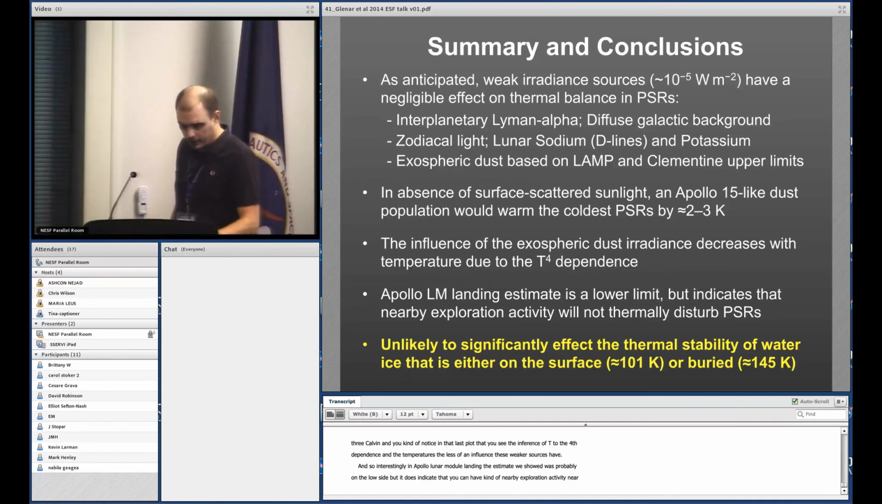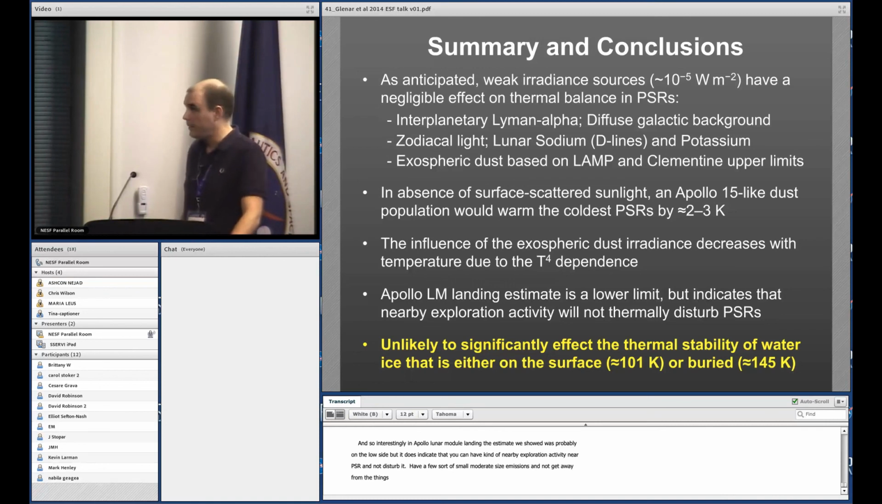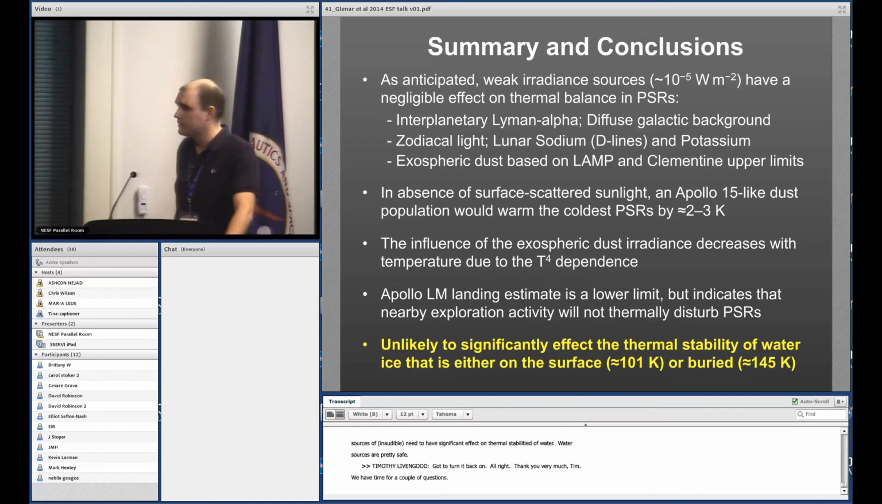Interestingly, for an Apollo lunar module landing, the estimate we showed was probably on the low side, but it does indicate that you can have nearby exploration activity near a PSR and not disturb it thermally. So you can have a few small, moderate-sized missions and probably get away without disturbing the thing you've gone to look at. But basically, the bottom line, thermally speaking, is that all of these extra sources of brightness are unlikely to have any significant effect on the thermal stability of water ice that's either at the surface or buried. So the water ice is going to be pretty safe.